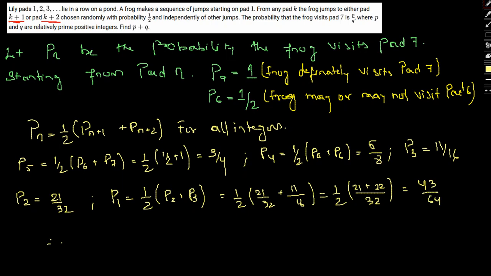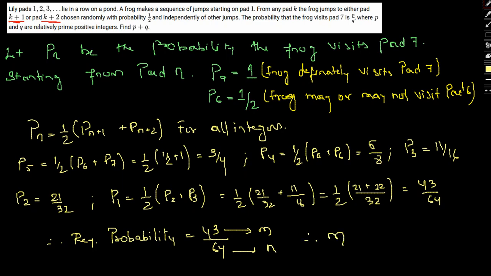So therefore our required probability is 43 by 64, where 43 is p and 64 is q. So therefore p plus q would simply give us 43 plus 64, which is 107, which is our answer.